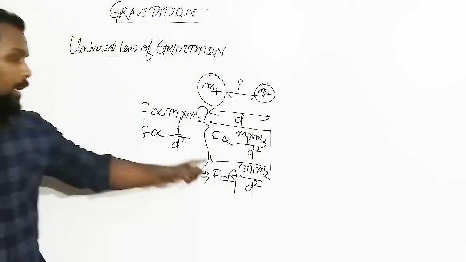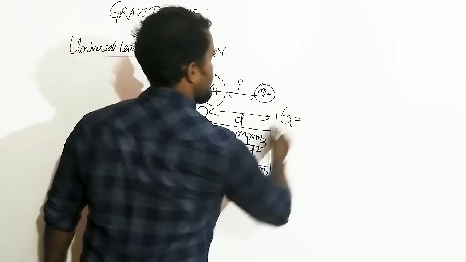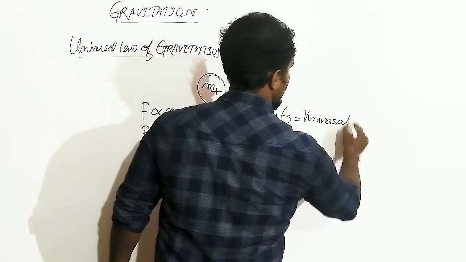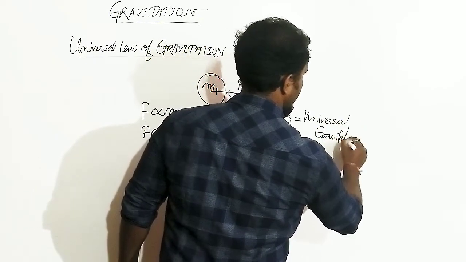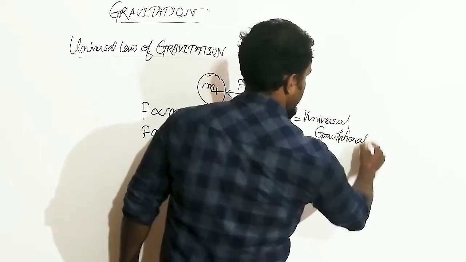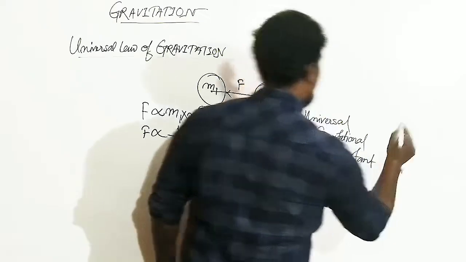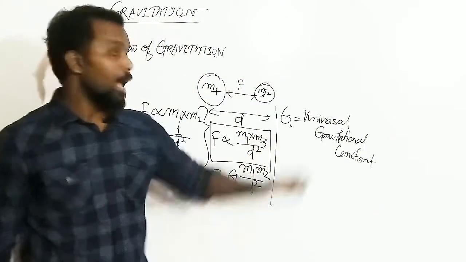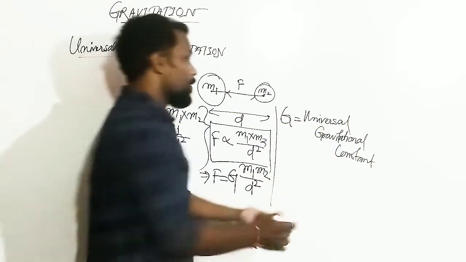This capital Z is known as the universal gravitational constant. That capital Z is known as the universal gravitational constant, and that constant has a certain value. What is the value?